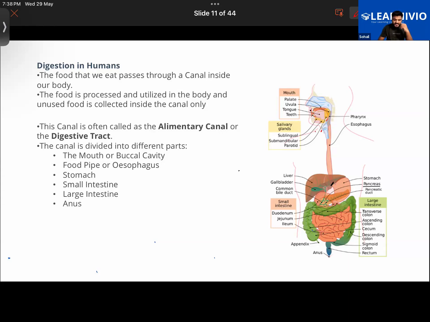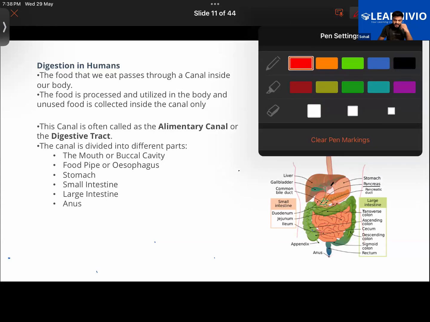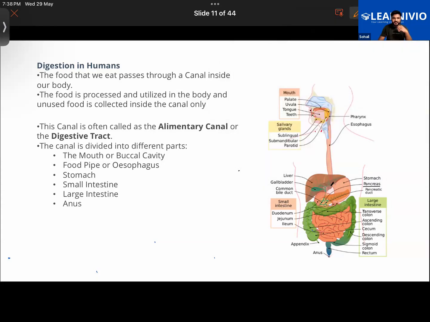So the human digestive system consists of various parts, by the way. For example, there is the pharynx, there is the esophagus, that is the food pipe. Then you have the stomach, a U-shaped organ. Then you have the small intestine, and then the large intestine. Apart from this, there are some accessory organs also, meaning they help in the process of digestion.